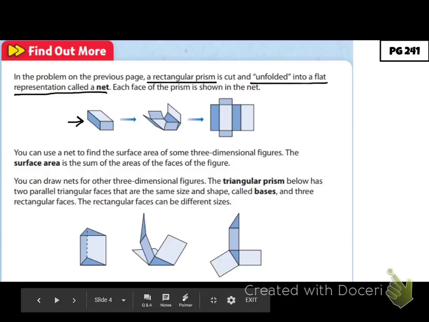You can use a net to find the surface area of some three-dimensional figures. The surface area is the sum of the areas of the faces of the figure. So that's what we did on the previous page. You can draw nets for other three-dimensional figures.